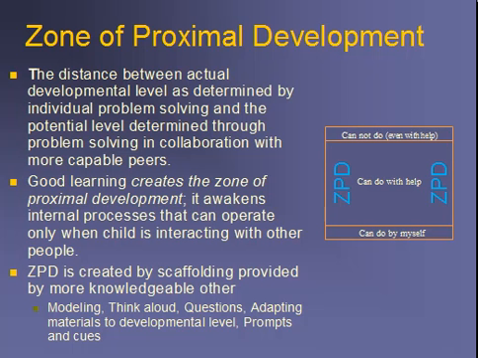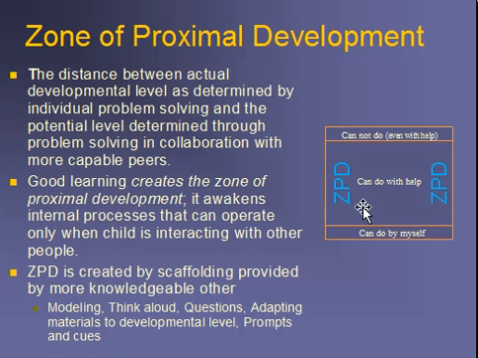So if you look at this graphic on the right, you have at the bottom, I can do by myself, and at the top, these are things that you can't do. Even with help, you couldn't do that. In the middle is what we call the zone of proximal development. These are the things that you can do if you get assistance.